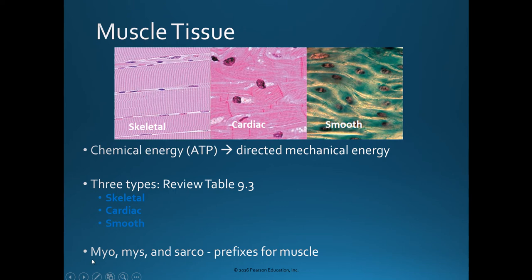We've seen some of these prefixes before, myo, mys, but one I think that's not on your initial list is sarco. All of these are prefixes for muscle tissue, and so whenever we see any of these prefixes, you have to know that we're talking about muscle tissue.